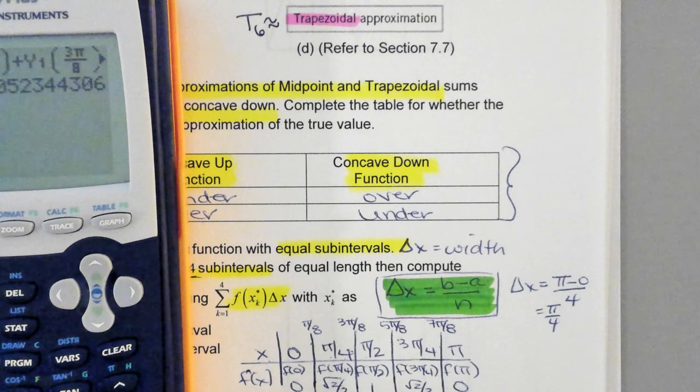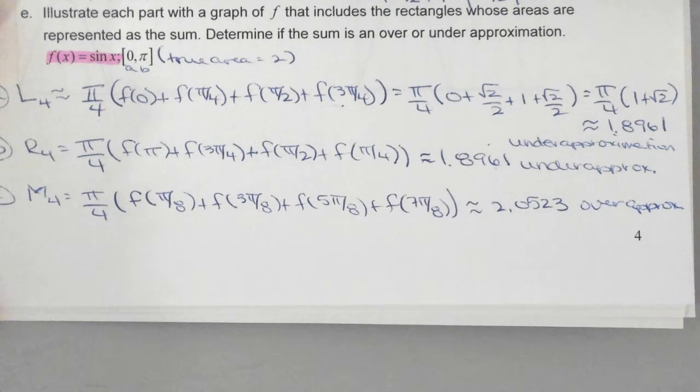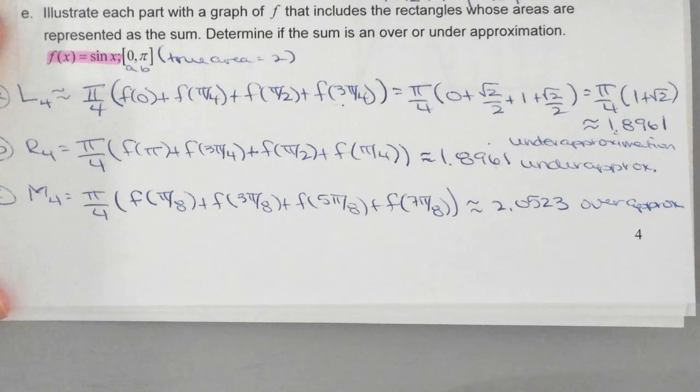2.0523, and this is an over approximation. Is everybody good with the typing? It's annoying because it's time consuming, but at least you don't have to do all the math in your head. Right? Okay.